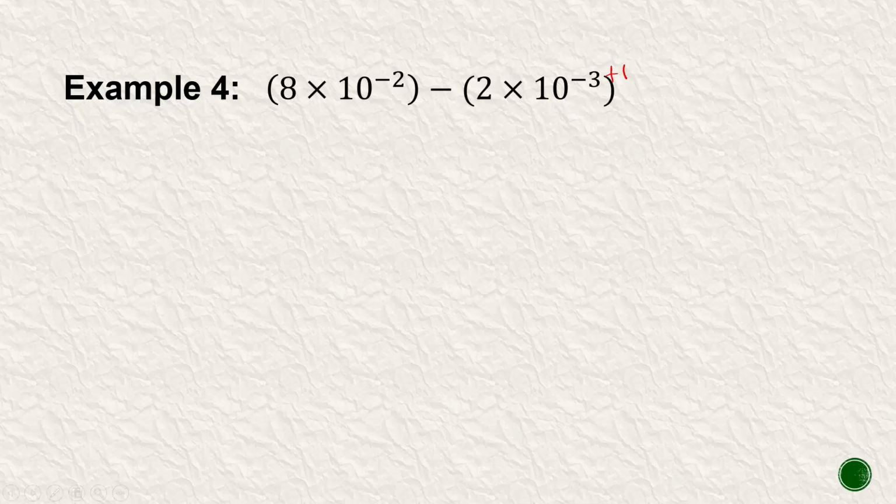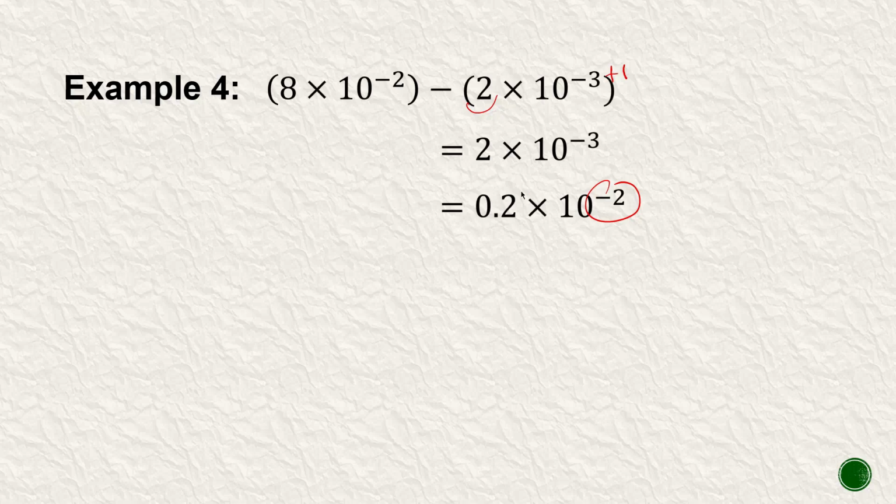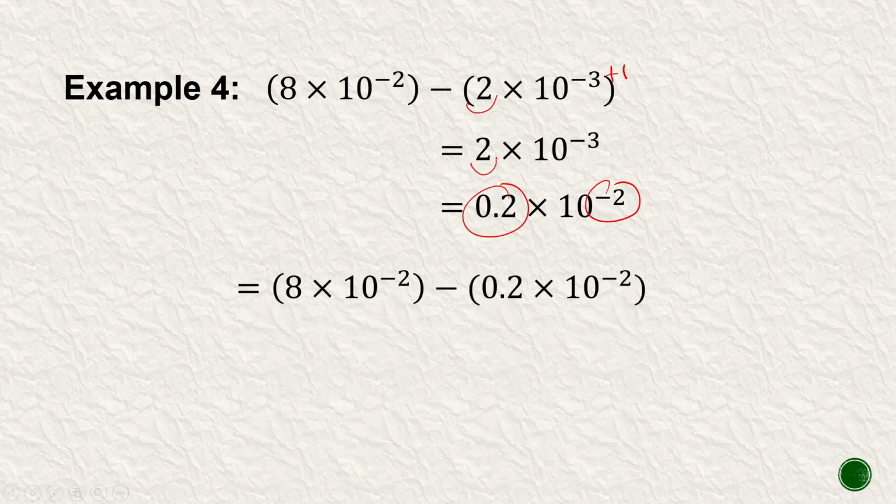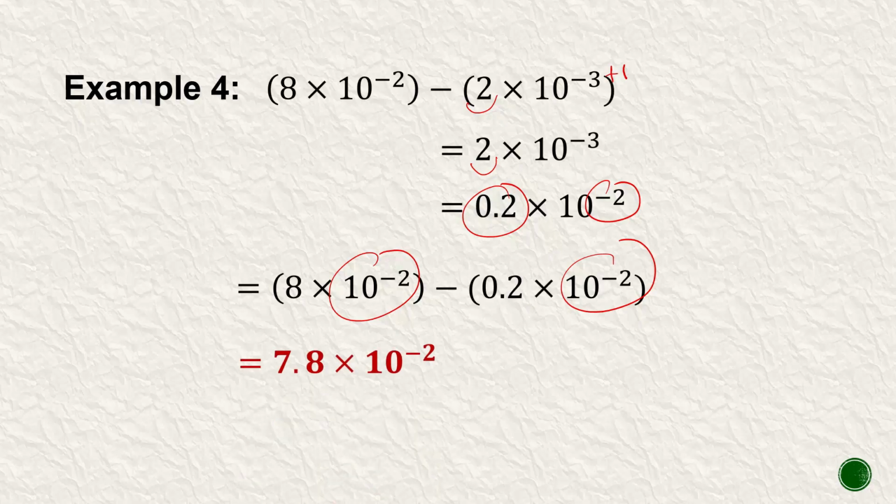So when we add 1 to negative 3, we need to move the decimal point to the left side. Okay? So now it will become 0.2 times 10 raised to negative 2. So negative 3 plus 1 is negative 2. And then once you move the decimal point to the left, it's going to be 0.2. So meaning we can perform the operation now because they have the same 10 raised to negative 2. So 8 minus 0.02 is equivalent to 7.8 times 10 raised to negative 2.